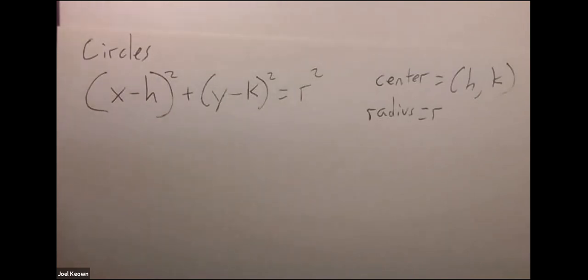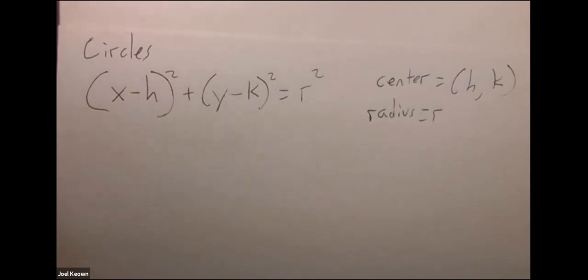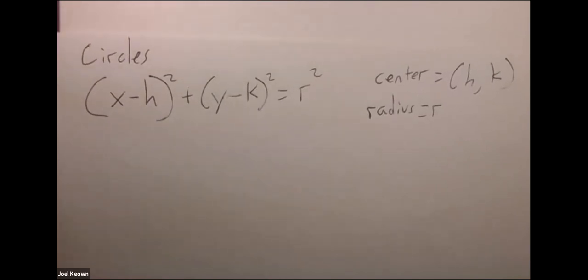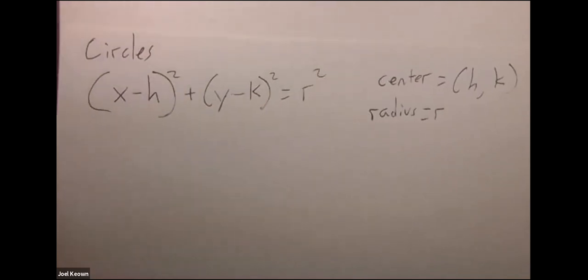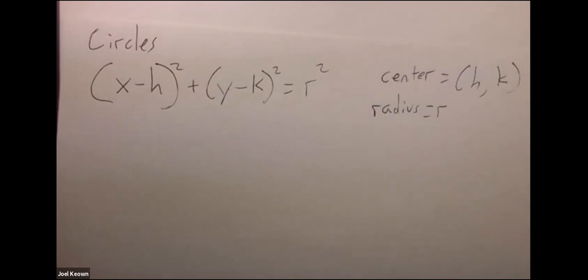R is the radius. So this way you can graph a circle on your calculator, using this equation. You just tell your calculator where you want the center located and what you want the radius to be. You'll have to solve it for y if you're using a TI-84, but if you're using Desmos, you can type it in just like this, and it'll give you a circle. We're going to use this equation to solve some problems. So, screen share.